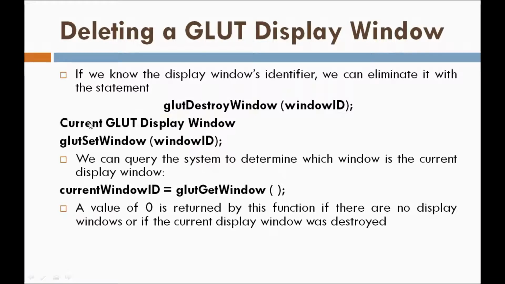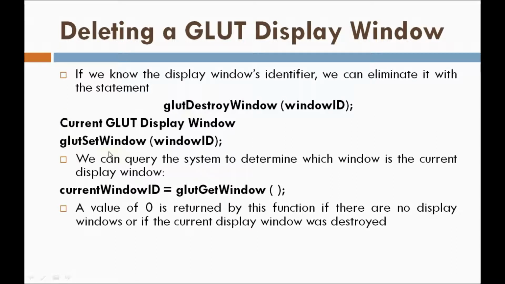And one more important thing here: another command is there, for the current glut display window. For example, consider that I have three windows and I have to set the first window as my current window. You can do that using the command glutSetWindow with a window id. If you want to set the second window as the current window, give window id as 2; for the first window, 1; for the third window, 3. It will set that particular window as your current window. So glutSetWindow is the command.